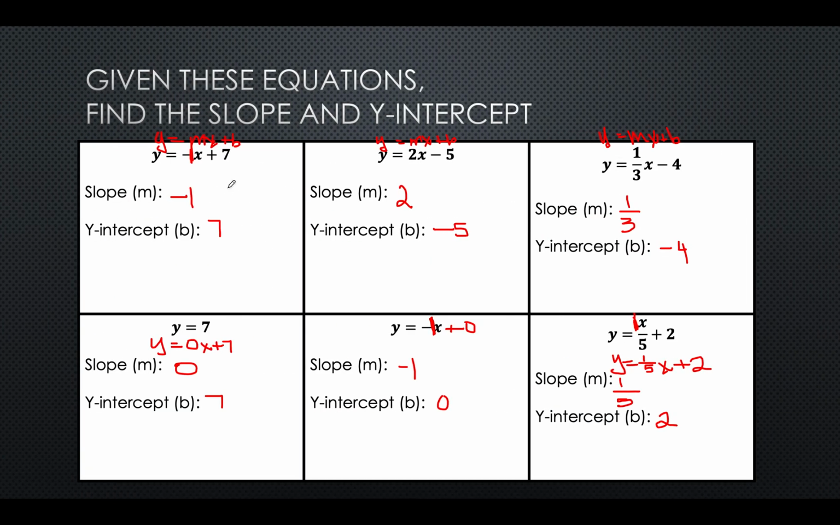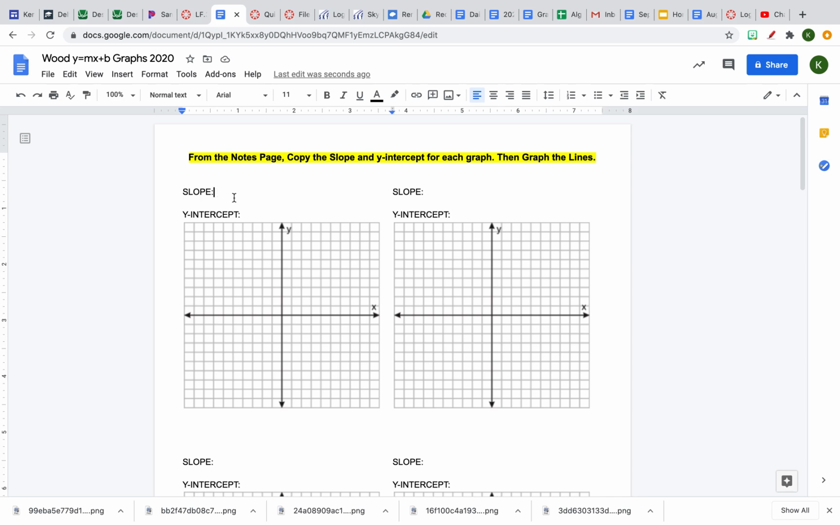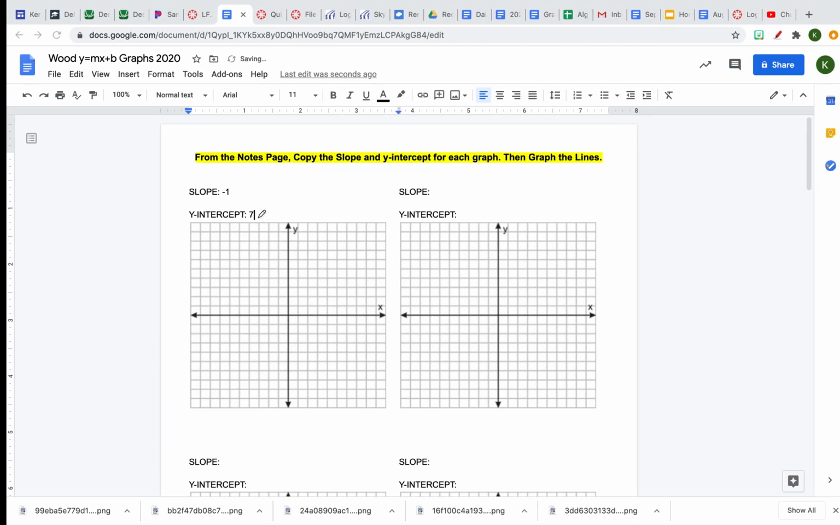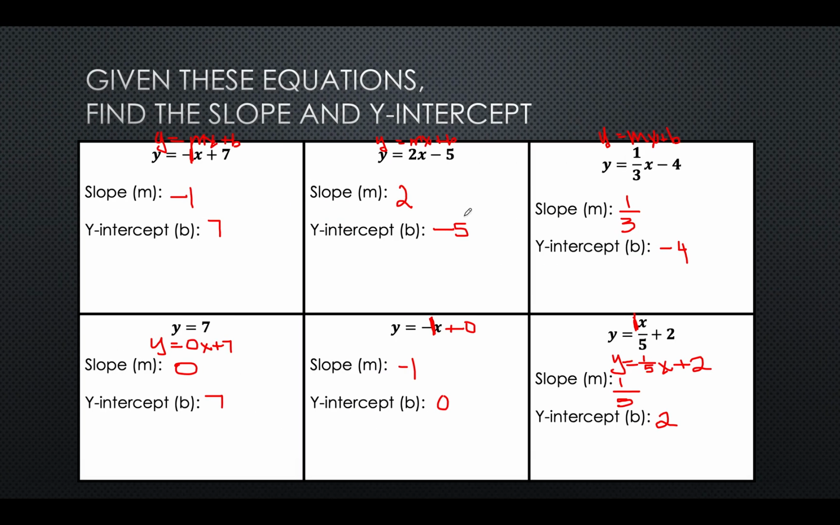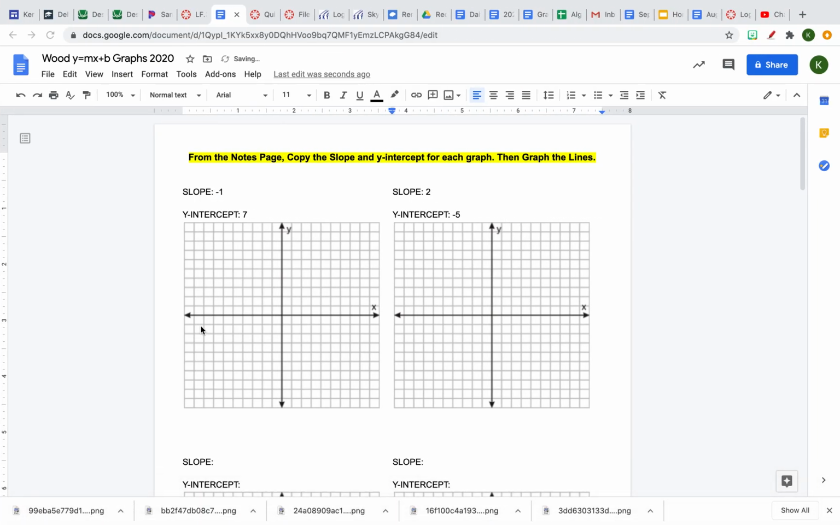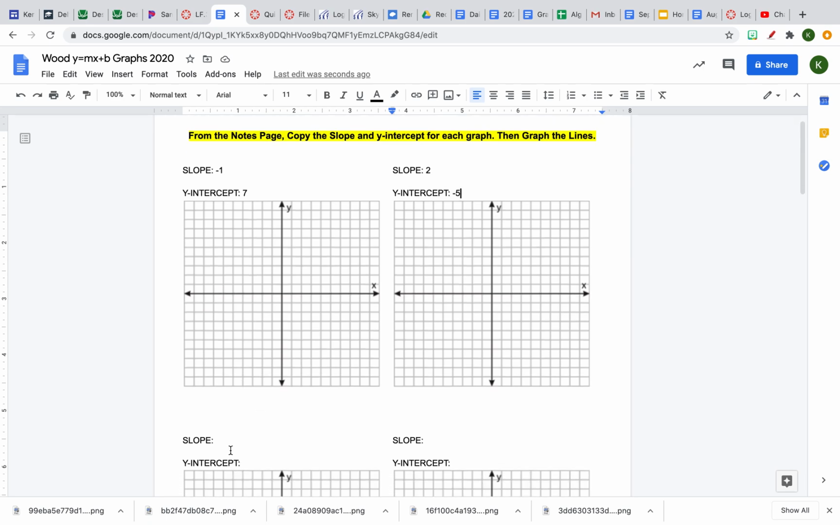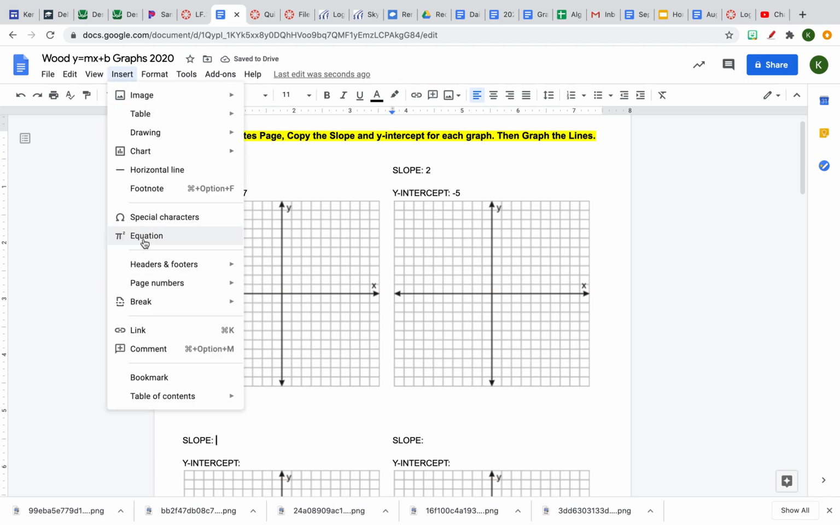So question 1 has the slope being, let me get my notes page, -1 and the y-intercept is 7. So slope is -1, y-intercept is 7. Slope is 2, y-intercept is -5, slope is 1/3. Now when you're doing 1/3, one of the other pieces I want to keep you abreast of is how to put it in as a proper fraction. So you're going to do insert, equation.